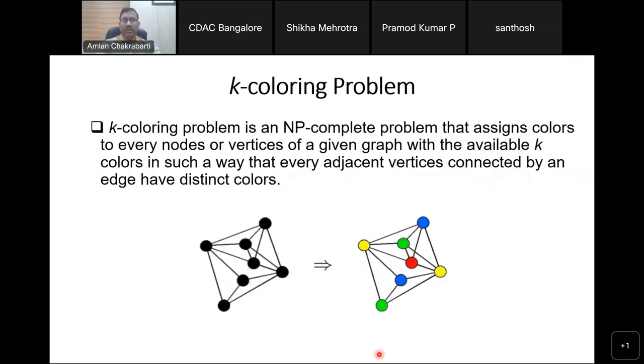So let's try to understand how we can use this Grover's search operator. A very interesting problem from graph theory is called the K coloring problem, and the K coloring problem is an NP complete problem. What is this problem? It states that, given a set of graph nodes connected with a set of edges, you have to choose K number of colors to color the nodes such that no adjacent nodes get the same color. I hope it is pretty clear how I have defined this problem.